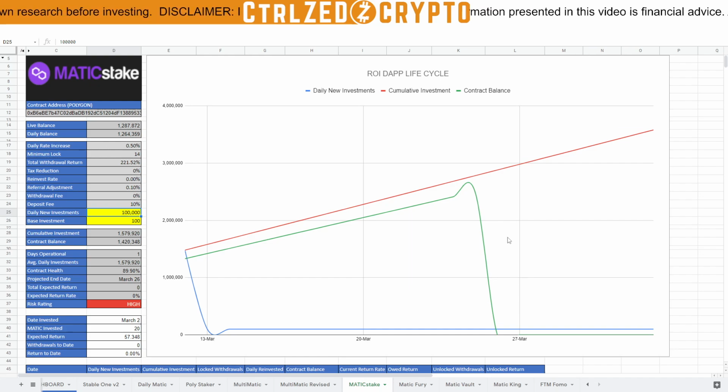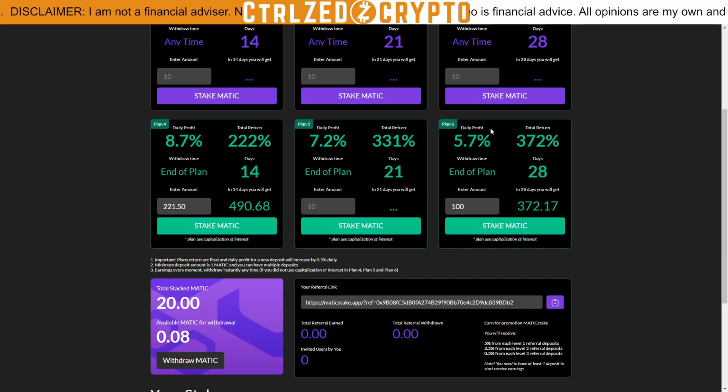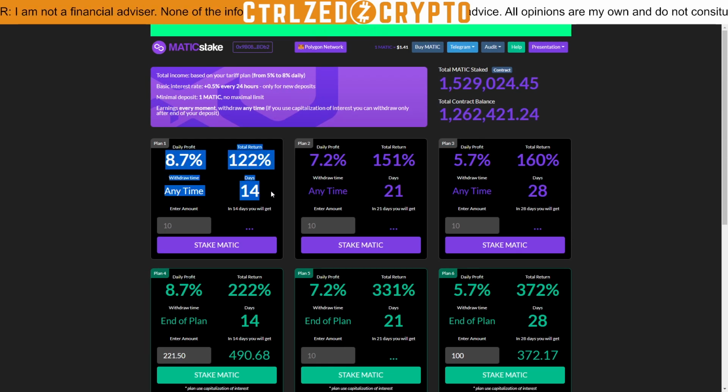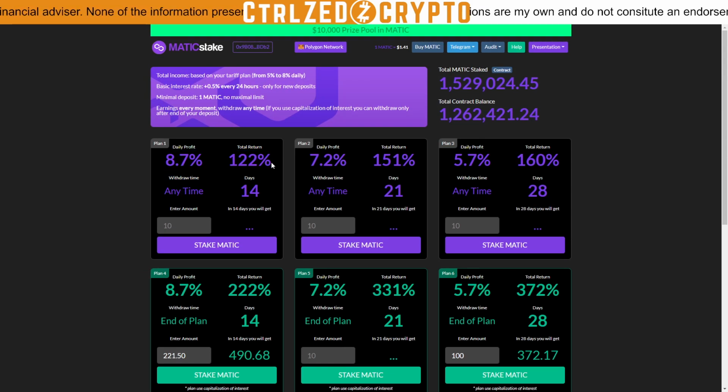But what I've done is just put 20 MATIC into the daily withdrawal in the attempt to make back 22% and get a slight profit there, just to see if that strategy is feasible and if I can apply it to other dApps. So thanks for watching. I think that's about it.